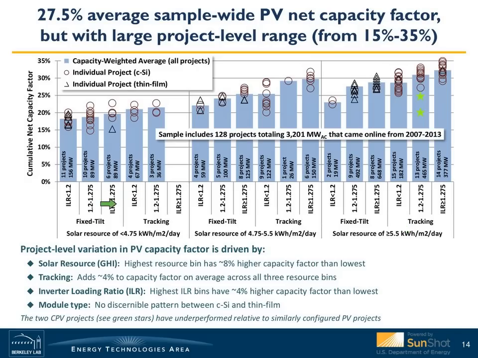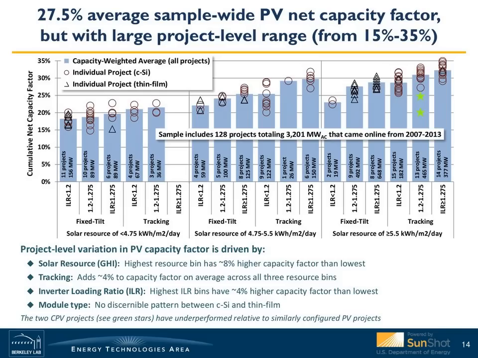Similarly, tracking projects generally on average have roughly 4% higher capacity factors, again in absolute terms, than their fixed tilt counterparts, and that's true really across all 3 of these solar resource bins. And then finally, the inverter loading ratio can also boost capacity factor. We find roughly a 4% difference on average between the highest and lowest inverter loading ratio bins in each case here.